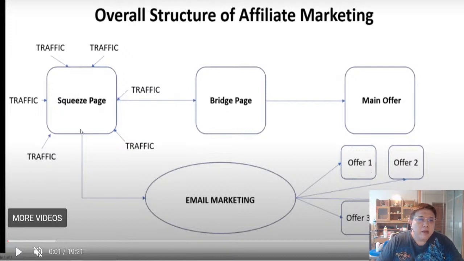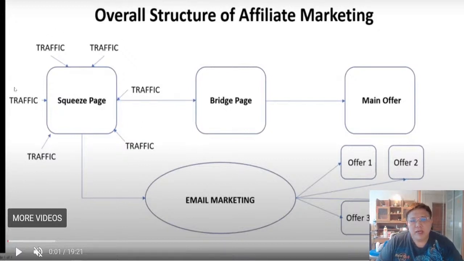Now, in order for this entire structure to work, what you really need is traffic over here. Honestly, based on my experience in affiliate marketing, a lot of newbies fail with this business model, not just because they don't understand the structure per se, but because they fail in generating quantity and quality traffic. Okay, quantity and quality. Now, let me explain to you guys.